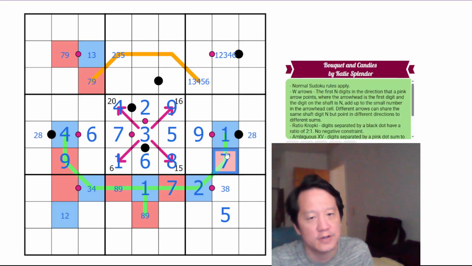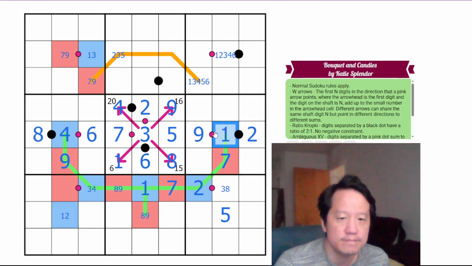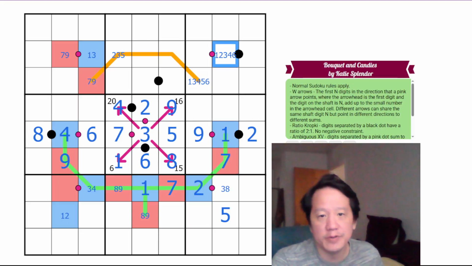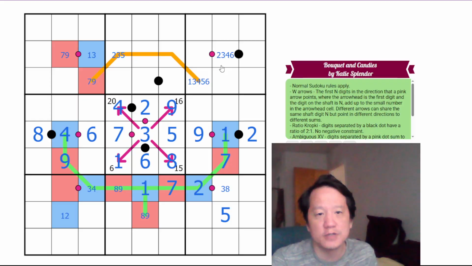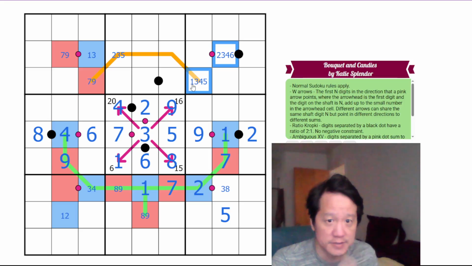So this can't be 9. That's 7. 1 is a 1 to 2 ratio with 2 out of 2 are 8, and therefore this is 8 here. 1 eliminates 1 here, so this can't be 1. That means this can't be 6 here to add up to 7.